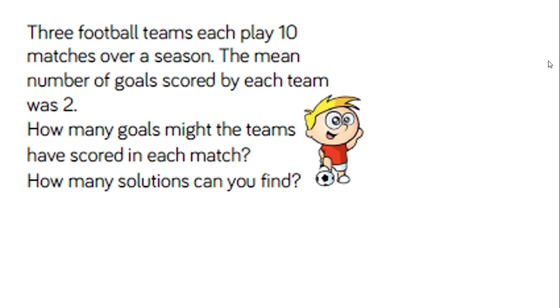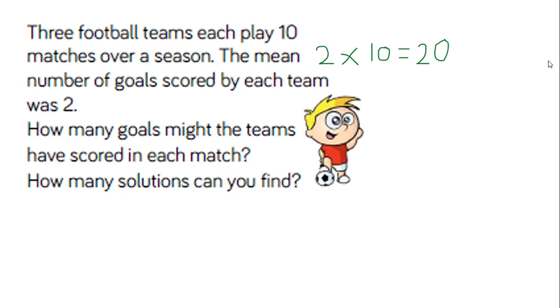Right, so 3 football teams each played 10 matches over a season. The mean number of goals scored by each team was 2. So if the mean was 2 over 10 matches, then the total of goals was going to be 20. So there was 20 goals in total. How many goals might the teams have scored in each match? How many solutions can you find?